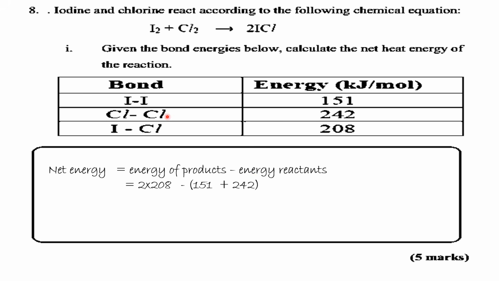So look at the products here. We have 2 moles of this. That means the energy released, the energy change for the formation of 2 moles of iodine chloride will be 208 multiplied by 2, then minus the sum of the energy changes during the bond breaking in chlorine and the iodine. So just take 151, add 242.